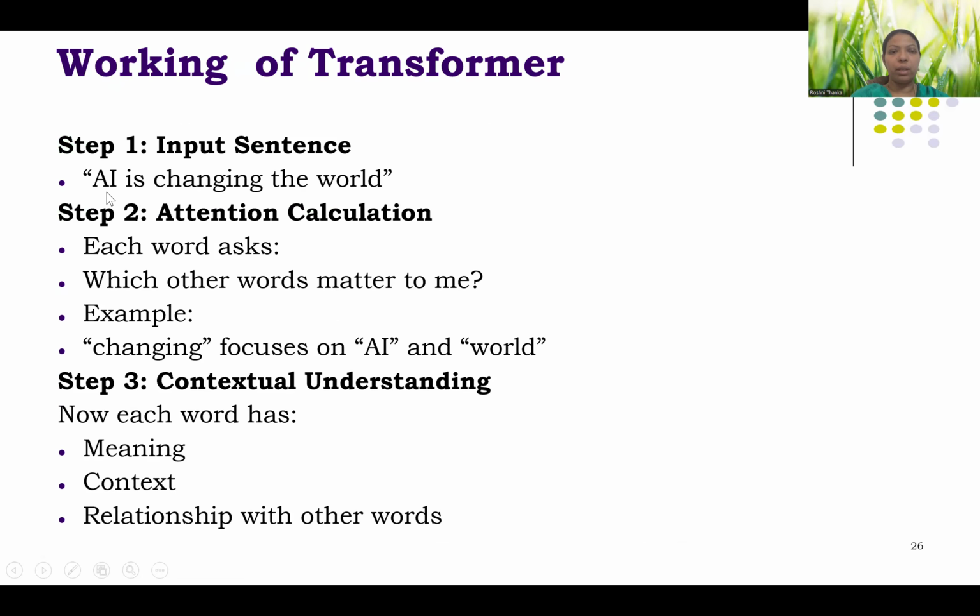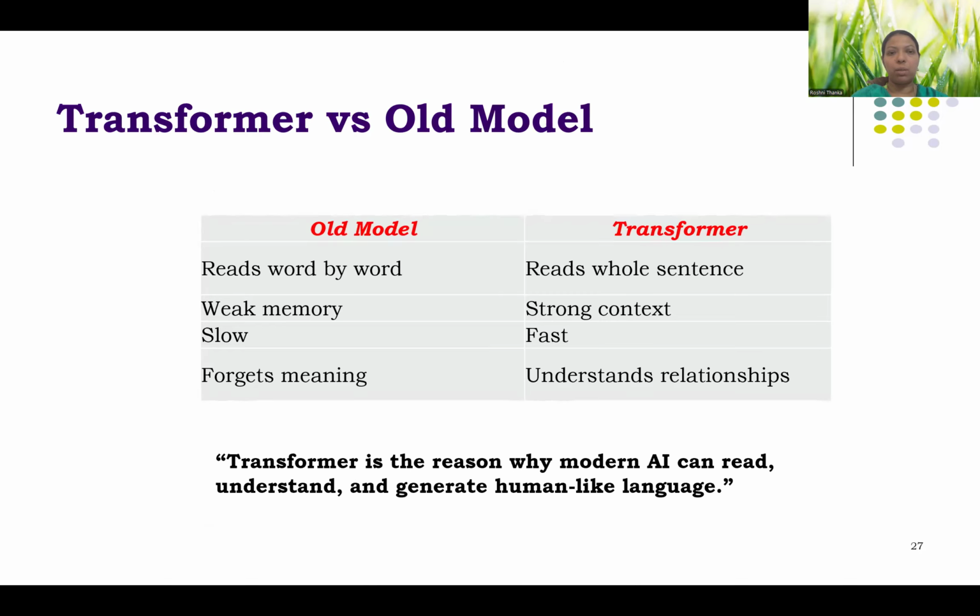Whenever we give a prompt, that is your input sentence, it will do the attention calculation. What is attention calculation? It will find all the important words, and then self attention. What is self attention? It will find the relationship between those important words, the meaning, the context, the relationship between one word and another. So that is how the transformer model works.